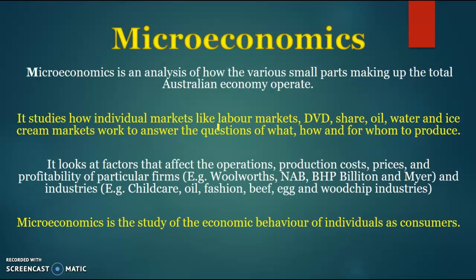There are two branches of economics, and we talked about this in class: microeconomics and macroeconomics. Microeconomics is looking at all the small parts that make up an economy. So we'd be looking at individual labour markets, for example.